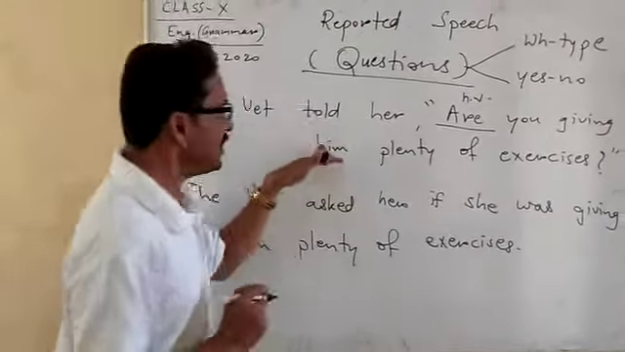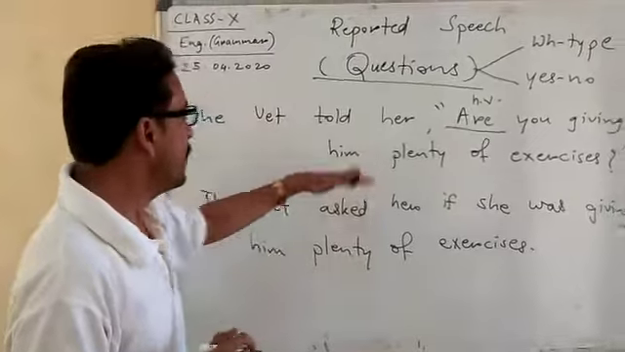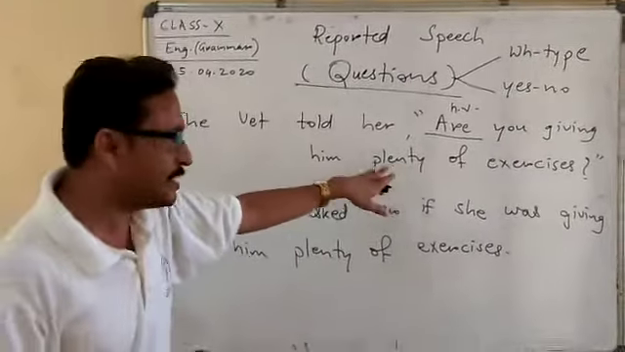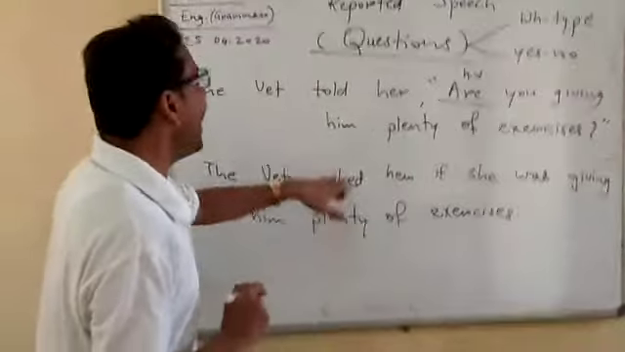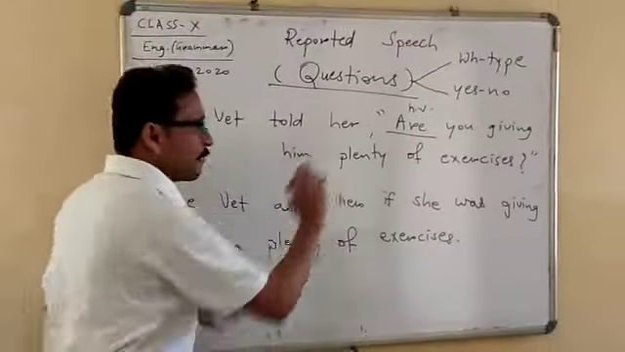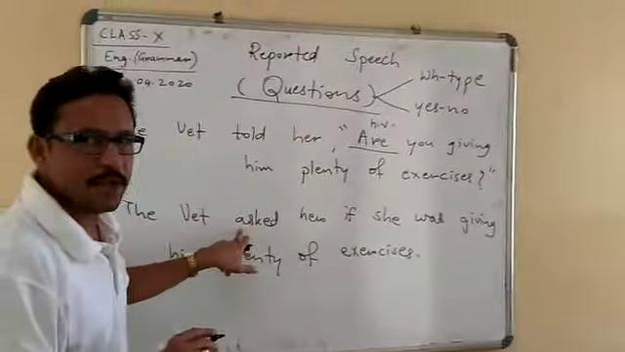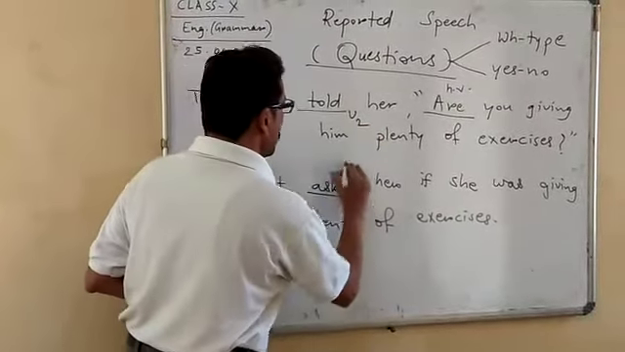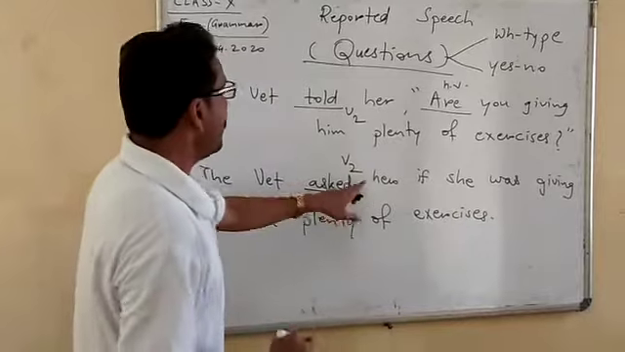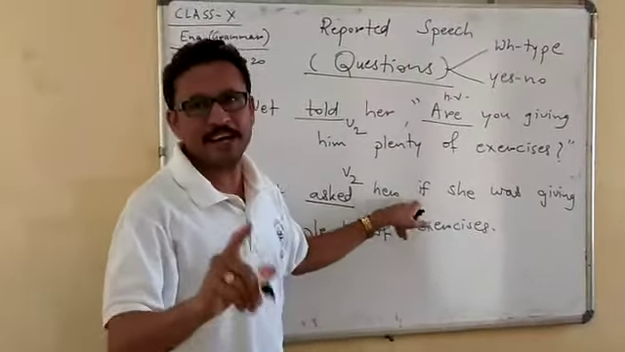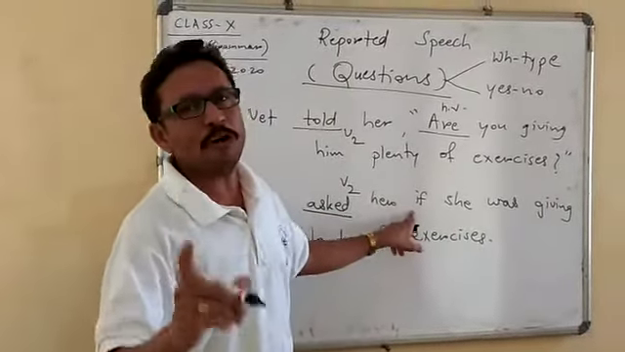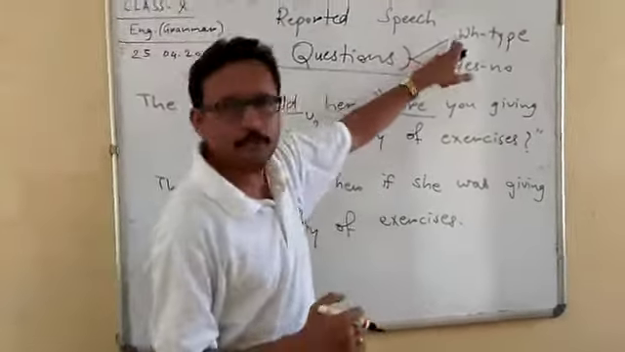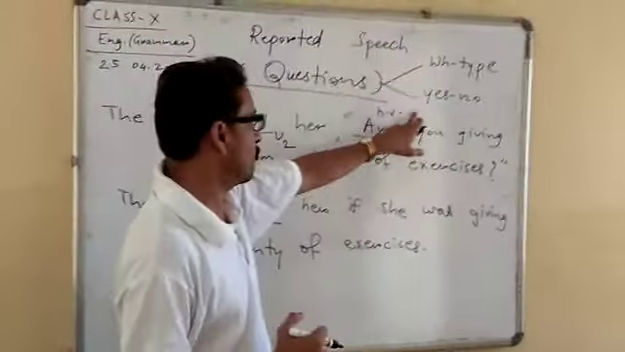Now how to convert this yes/no type of question into indirect speech? The waiter told her, are you giving him plenty of exercises? So the waiter asked her. Now since this is a question, we use here the reporting verb ask, but since told is V2, we also wrote this in the second form. Told her if. Now here there is the addition of one more rule, or the rule slightly changes from the WH type of question to the yes/no type of question.